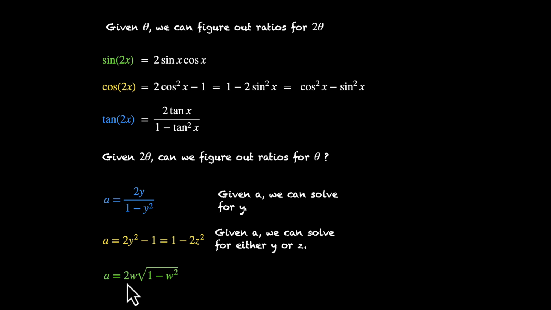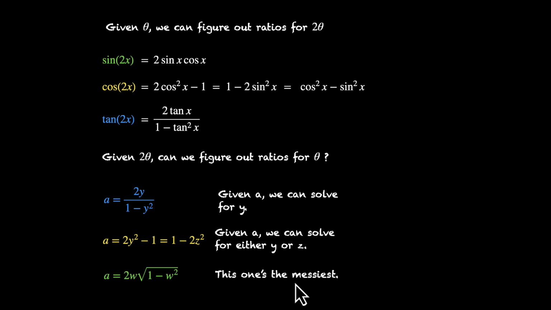What about this third one? When you have sin 2x, well, if you know the left hand side, it's slightly difficult to figure out the right hand side. Here we have two things that we don't know. We don't know sin x and we also don't know cos x. If we assume one of them, let's say we assume sin x as w, cos x will be square root of 1 minus w square, and the equation becomes a little messier. A equals to 2w square root of 1 minus w square. It's solvable, but it's going to take a lot of time.